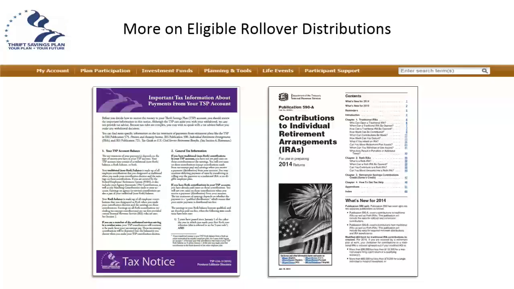If you have a traditional IRA or a Roth IRA and you want to know more about eligible rollover distributions and what kinds of distributions are actually things that you could transfer into the TSP, your go-to publication is IRS Publication 590-A, 590-Alpha.